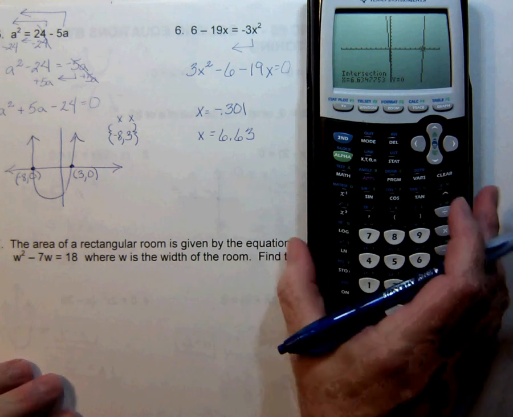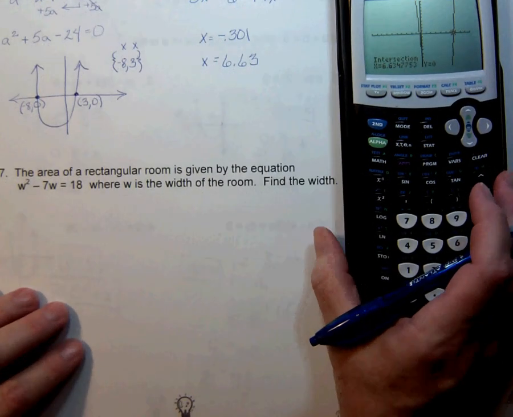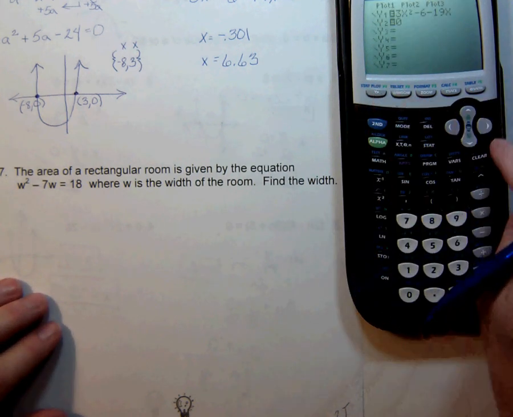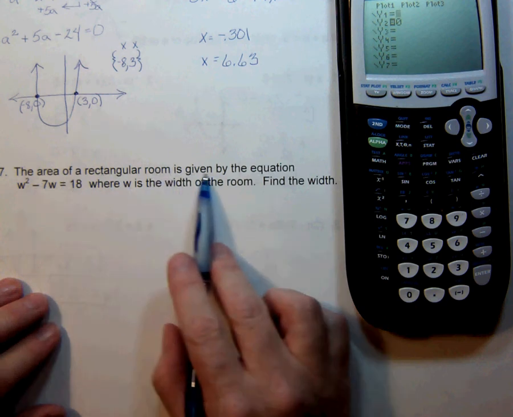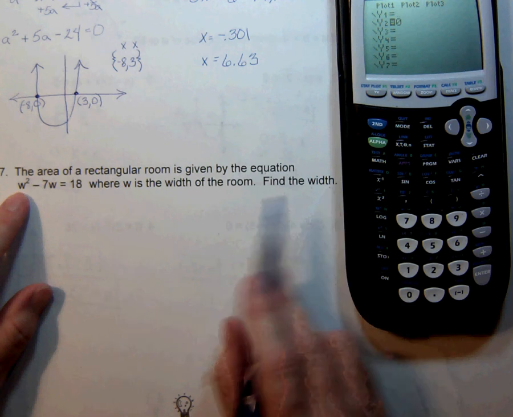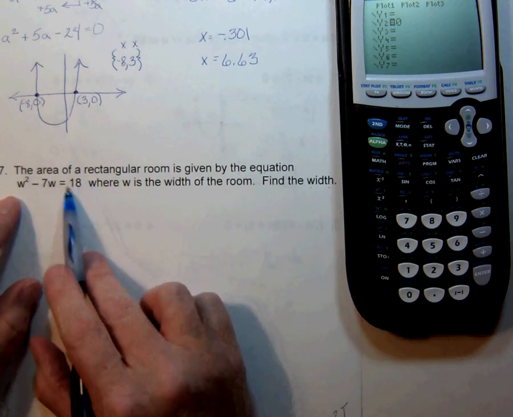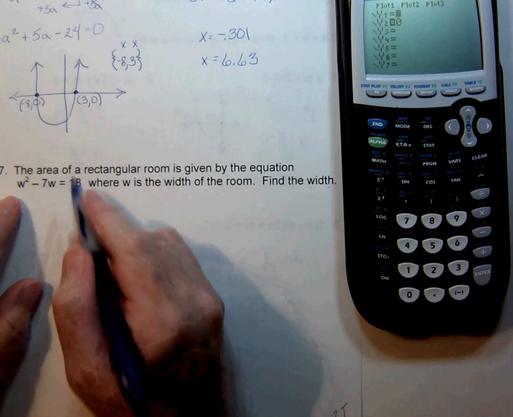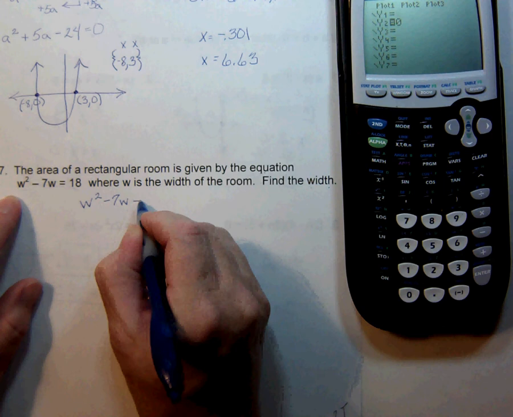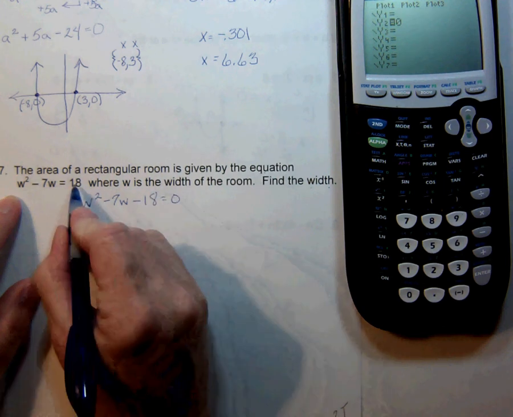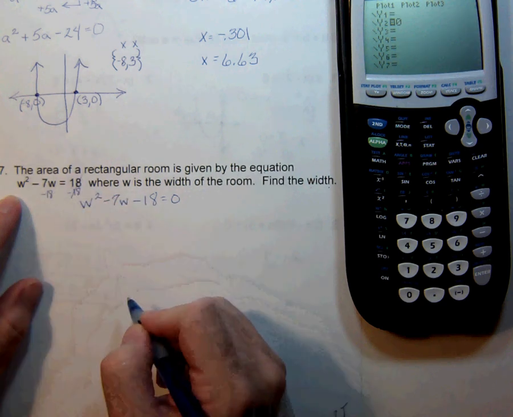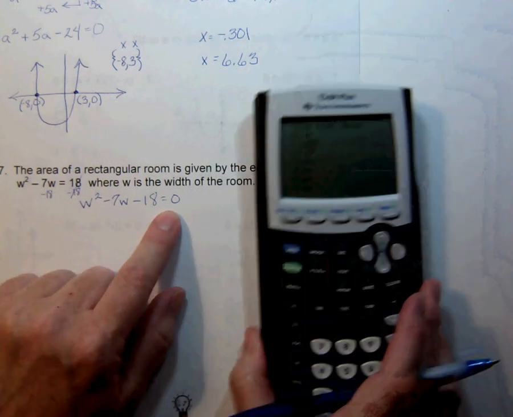Okay, last one. This is an application problem. The area of a rectangular room is given in this equation, where W is the width of the room. Find the width. So you've got it as equal to 18. So you want to set it equal to 0: minus 7W, minus 18 equal to 0. Because 18 is positive over here, you're going to subtract 18 on both sides.